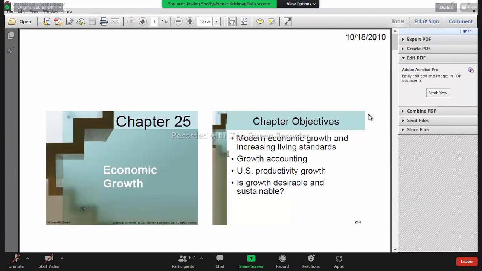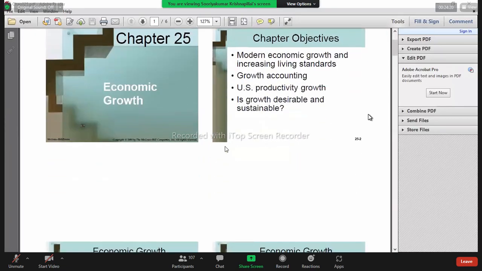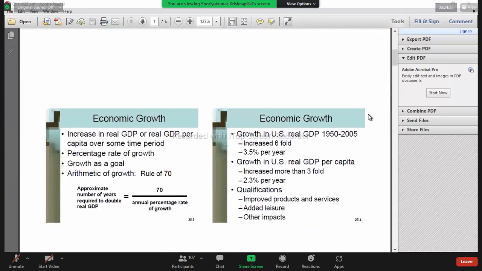Okay, yeah, chapter 25. In this chapter, we will study economic growth. So, modern economic growth and increasing living standards, growth accounting, productivity growth, is growth desirable and sustainable. So, we will see economic growth.